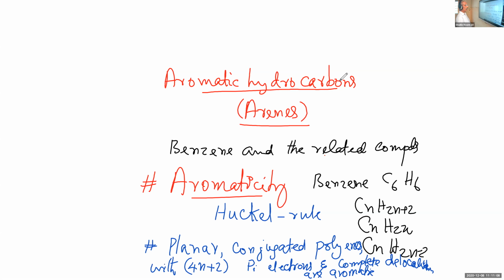But the overlapping between the orbitals is different. In the sigma bond, there is coaxial overlap, but in the pi bond, there is sideways, lateral overlap. That's the difference. In the pi bond also, a pair of electrons is shared, and the electron pair present in the pi bond is called a pi electron pair. So, 4n plus 2 pi electrons.